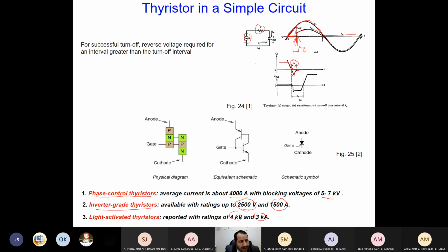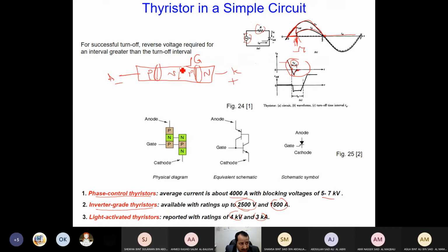But this is not enough. Why? Have a look. This is my thyristor. Three junctions, P, N, P, N. Okay? Let's say this is the anode, this is the cathode, this is the gate. When we change the voltage to become reverse biased, negative here, positive here, these outer junctions will be reverse biased and will take time, called reverse recovery time, to recover the charge in the junction.